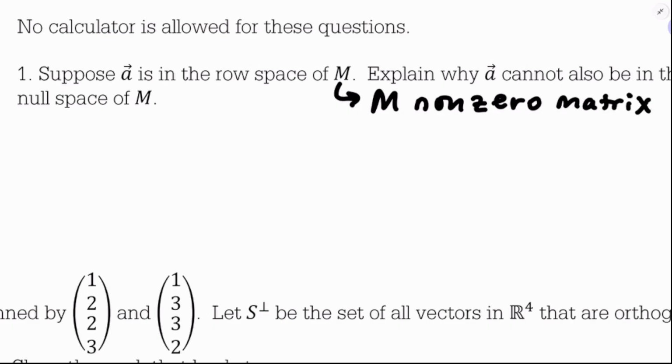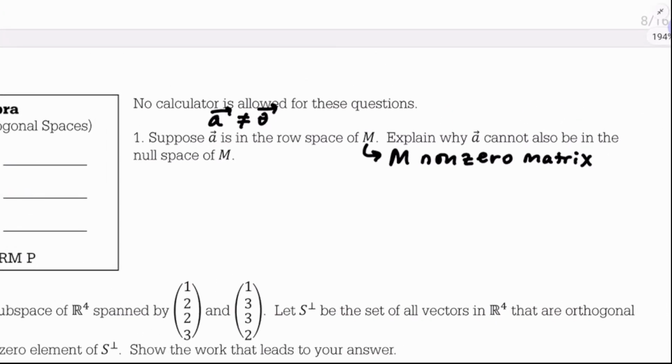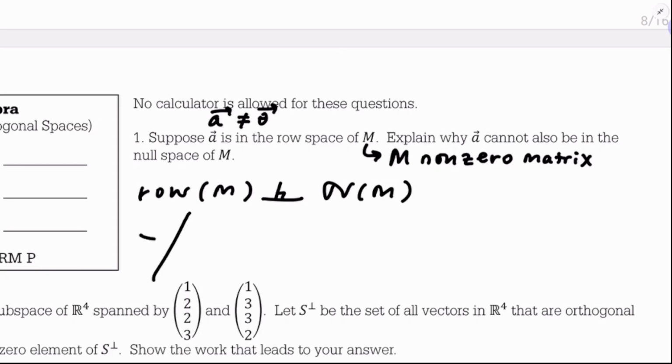Because if A was a 0 vector in the row space, it could also be in the null space. So if A is a non-zero vector of the row space of a non-zero matrix, it can't also be in the null space of the matrix because those are orthogonal spaces. What I'm saying is that the row space of M is orthogonal to the null space of M, like we saw.